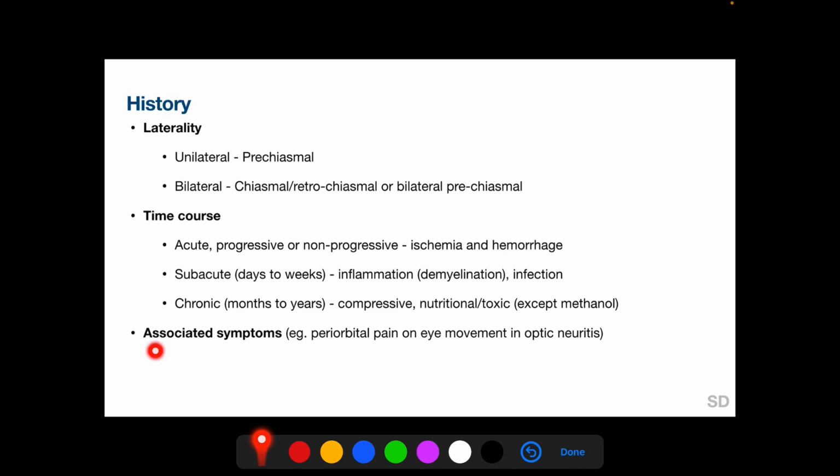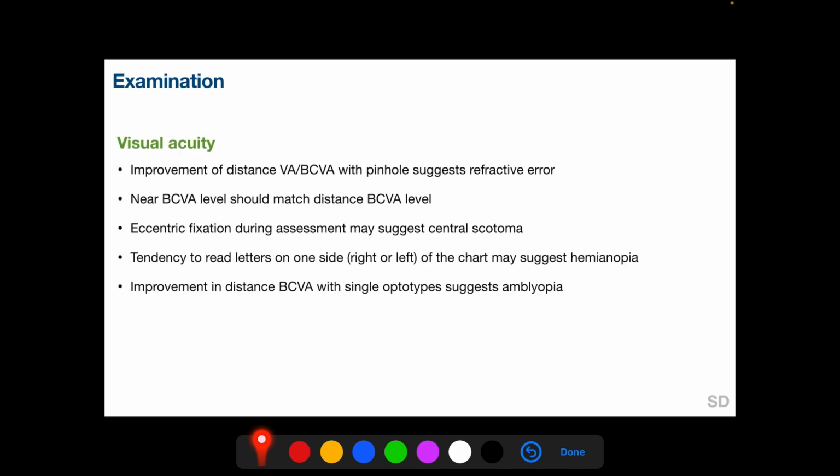Among the associated symptoms, probably the most important is periorbital pain on eye movement in optic neuritis. So a patient complaining of orbital pain or pain surrounding the eye when he or she is moving the eye suggests optic neuritis. In the examination section, the first thing to record is visual acuity.